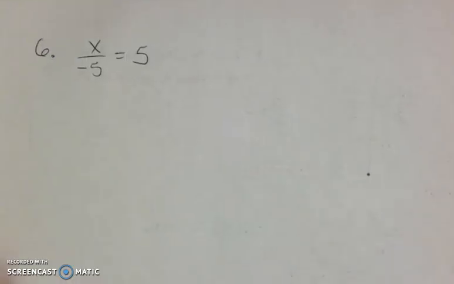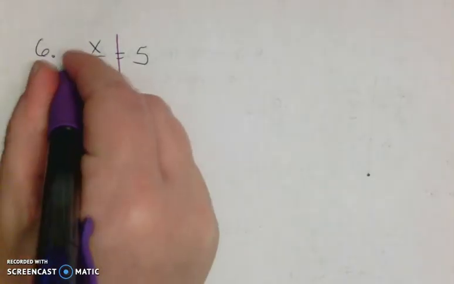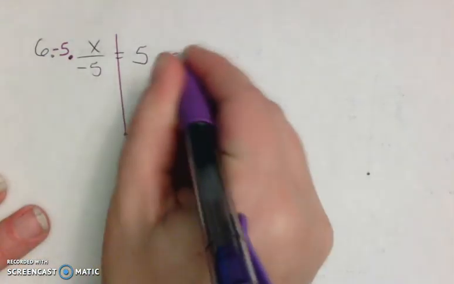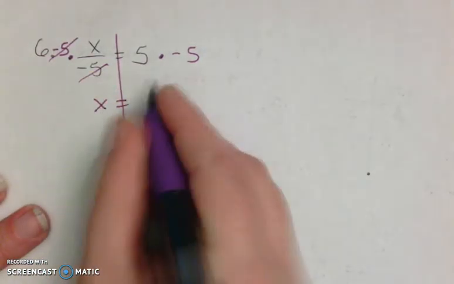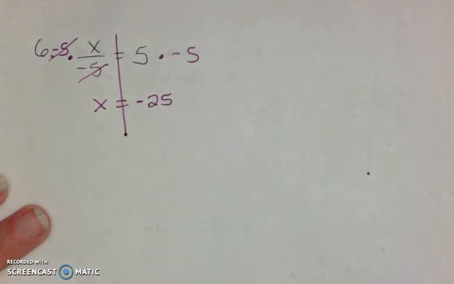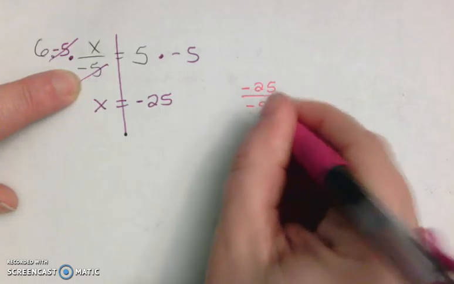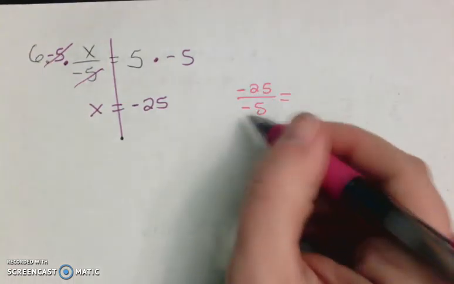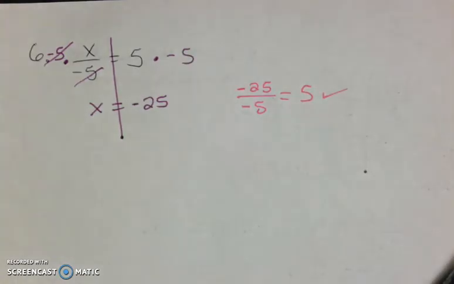Okay, let's do a few more to practice. Remember, pause the video and copy this down, and then do your line. You can pause the video and solve it, and then check too. So divide by -5, that means I'm going to multiply by -5. And I do it on both sides of the equation. These cancel, leaving just an x. 5 times -5 is -25. Now we check. If x is -25 divided by -5, what do I get? A negative divided by negative is a positive, and 25 divided by 5 is 5 indeed. So it worked out.